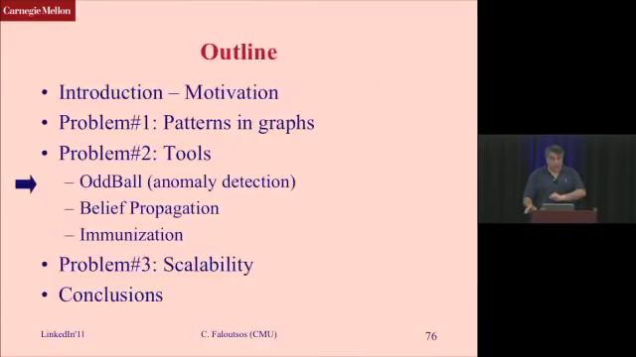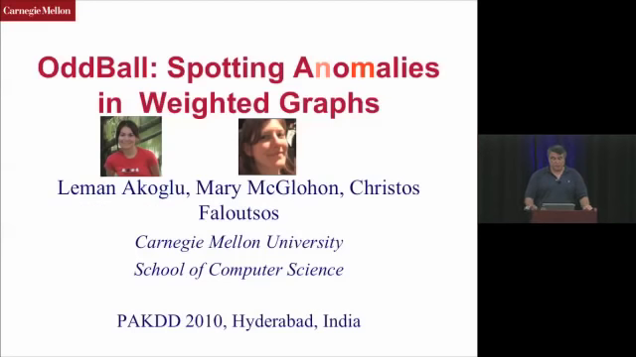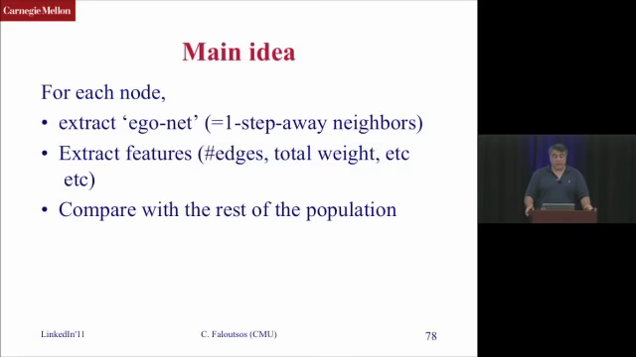Let's continue on problem number 2. Now that we know what patterns to expect, how can we put them to use? How can we find anomalies? So let's see the oddball project, again with Leman and Mary. So the idea is we're given a big graph, which nodes are strange, which nodes we should suspect and look further into them.